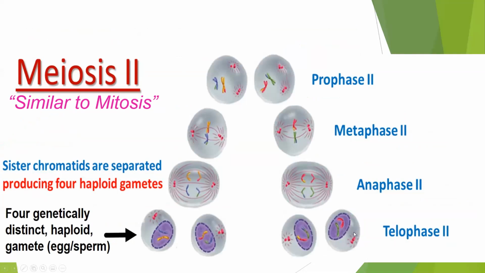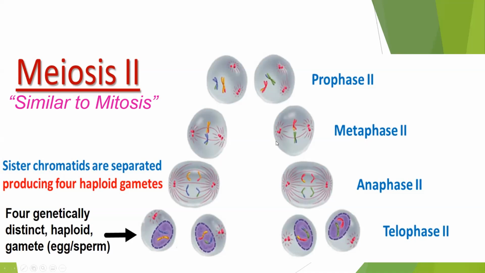And the end product, as you can see, is 4 cells. Those are not identical because they shared some pieces of the DNA between the maternal chromosome and the paternal chromosome. And they have half the number of chromosomes, so they are haploid. That is the main thing about meiosis and mitosis.